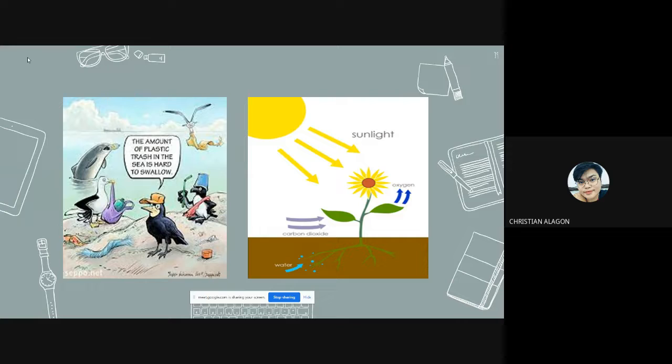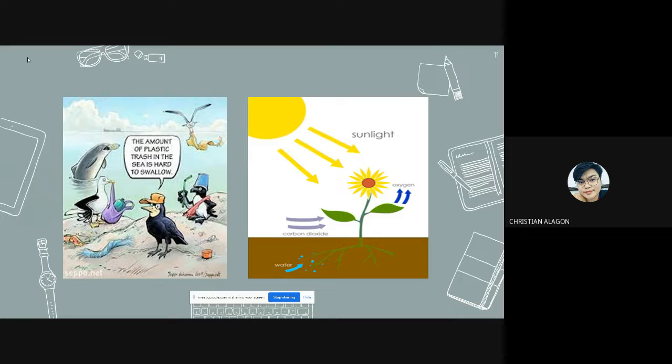So I have here also, as you can see on our screen, on your left portion, the birds picking up trash in the ocean, and also the dolphin. So what is the cause? What is the cause of that?